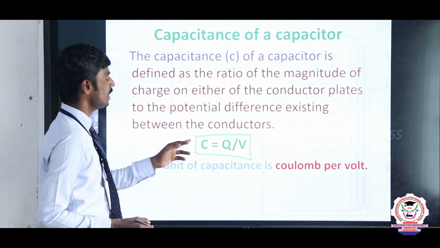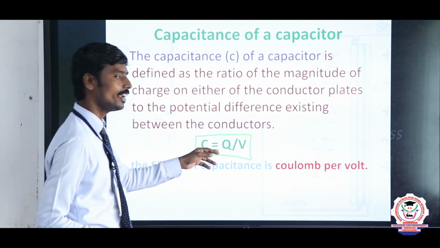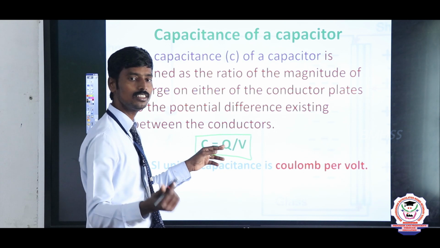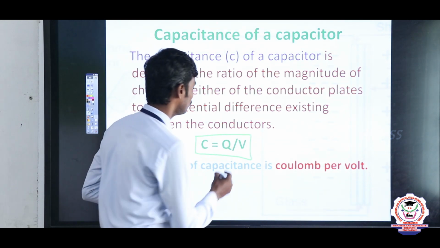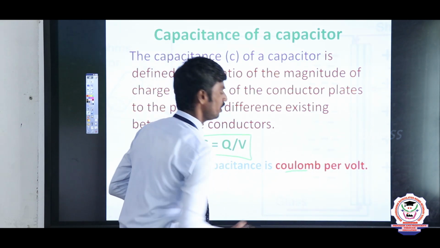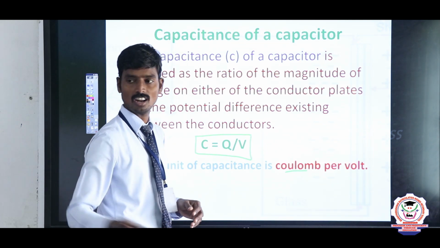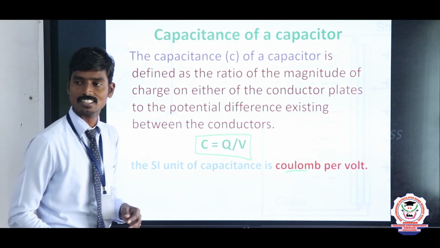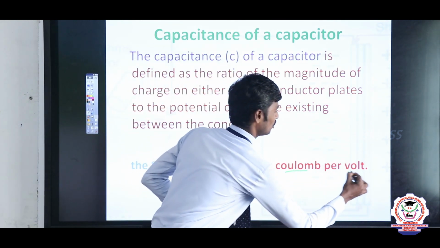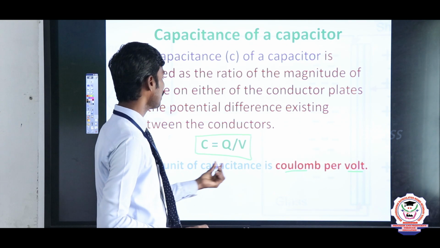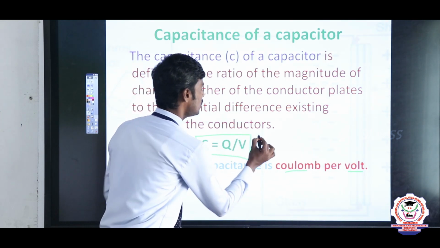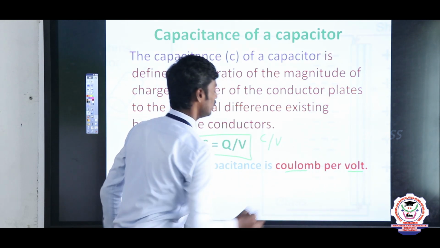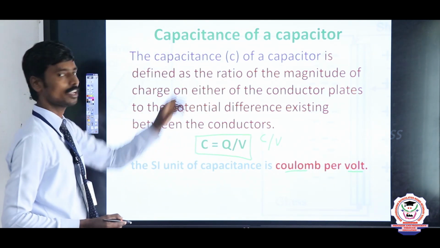The next one is the SI unit of capacitance. Say my dear students, Arun, what is the SI unit of charge? Yes, coulomb. Rahul, what is the unit of potential difference? Yes, volt. Here the SI unit of capacitance is charge in coulomb divided by volt. So coulomb per volt is the unit of capacitance of the capacitor.